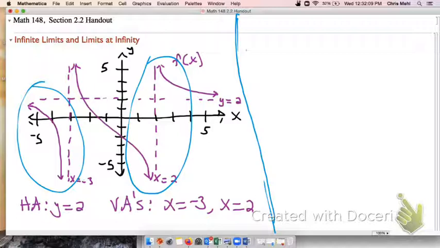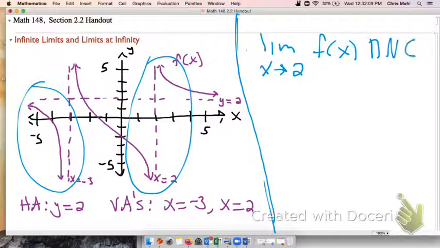Now, I want you to notice that the limit there, as x approaches 2 of f of x, simply does not exist. On the right side, the function values get positive. As you approach 2 on the left, the function values are getting more and more negative. So that limit does not exist, but what I do want you to notice is that you could write this.